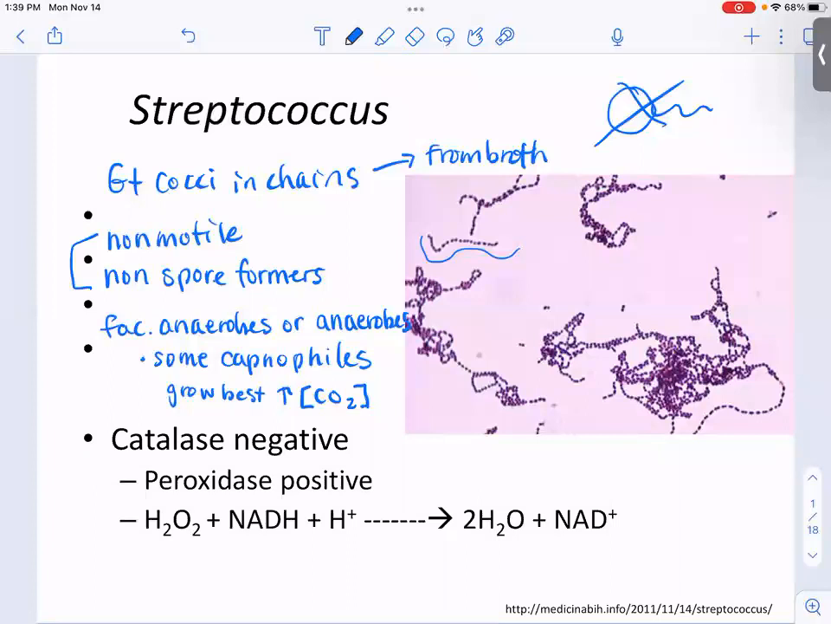These organisms are catalase negative. Again, that's a nice way to tell our staph apart from our streps. They actually make another enzyme called peroxidase that does the same thing, that detoxifies hydrogen peroxide. It goes about it a little differently, using the electron carrier NADH, but we don't end up with any gas being produced, no oxygen. So you're not going to see any bubbles come off that organism when you add hydrogen peroxide on a slide.